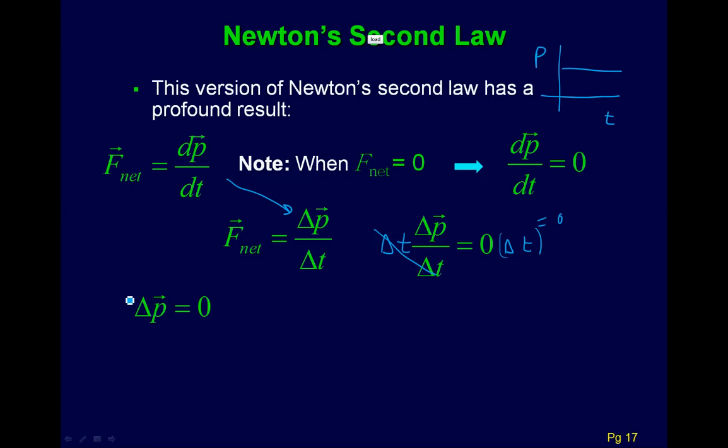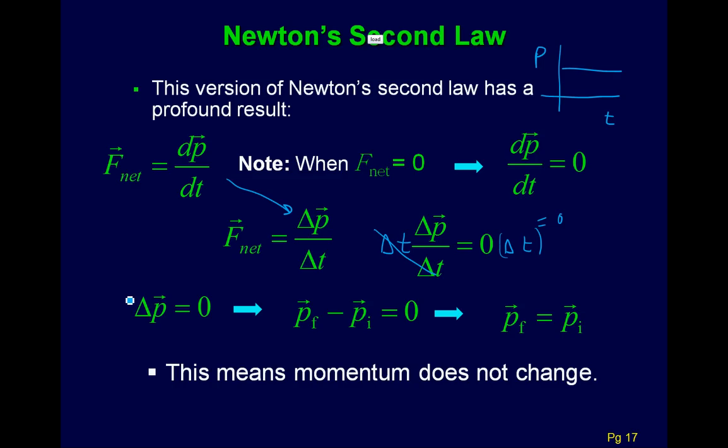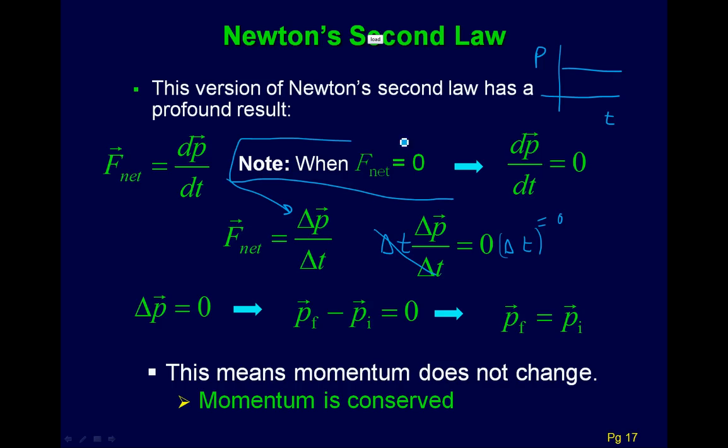If delta p equals 0, and our definition of delta p is p final minus p initial, that equals 0. That implies that the momentums are equal to each other. Momentum does not change, and so this is called momentum is conserved. Whenever the net force acting on something is 0, momentum will be conserved, and we'll use this much more next time.